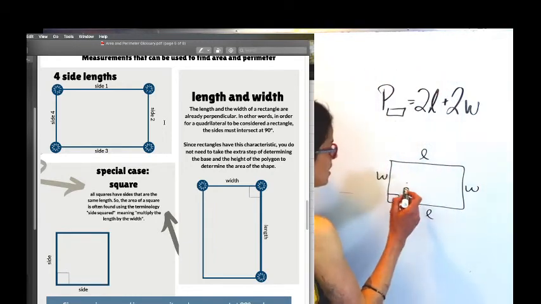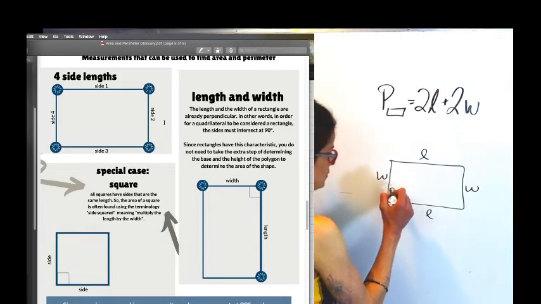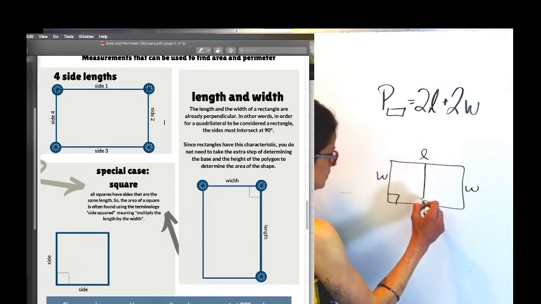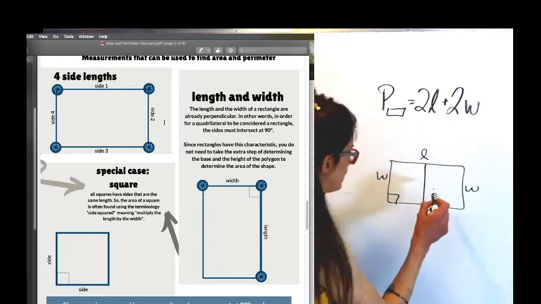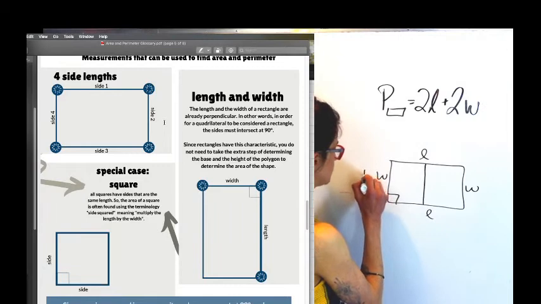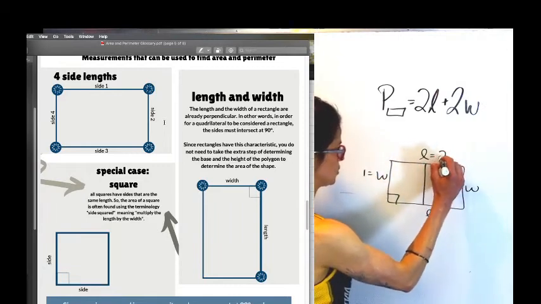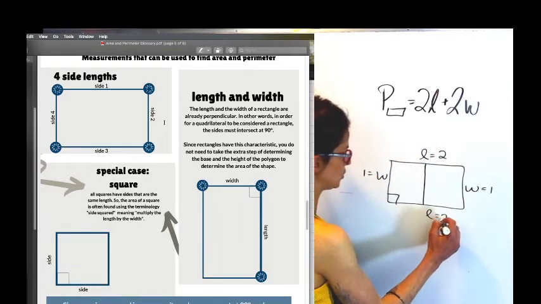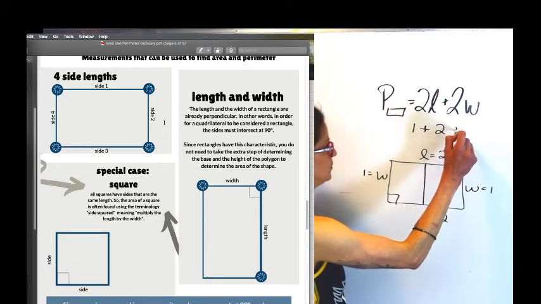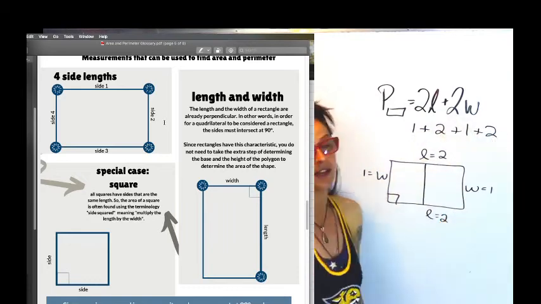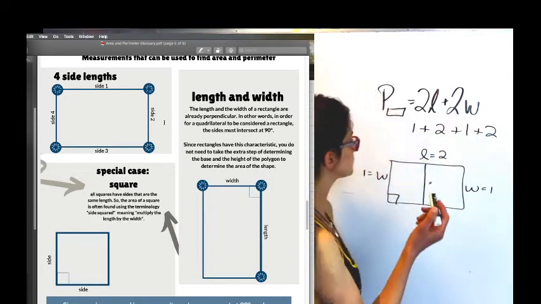Okay, so if the rectangle was formed by two square units, that's the area, right? So if the width equals 1 and the length equals 2, we can go around and count 1 plus 2 plus 1 plus 2 to get 6 for the perimeter.